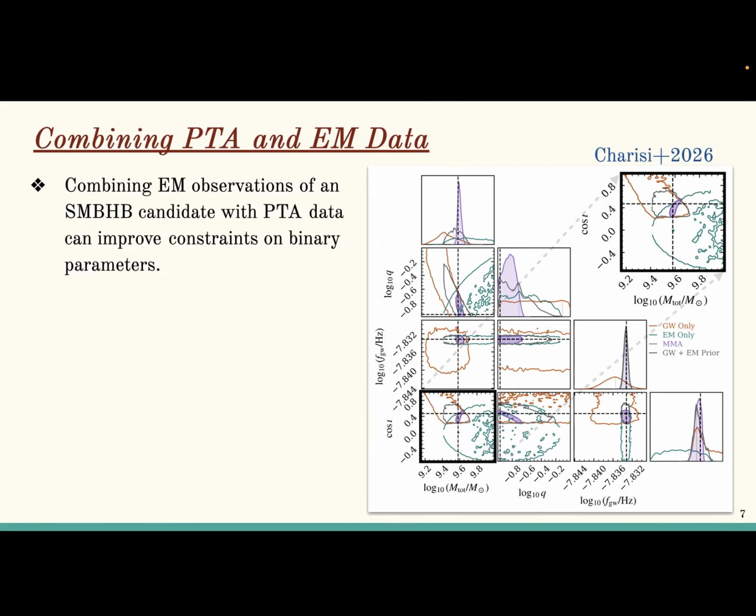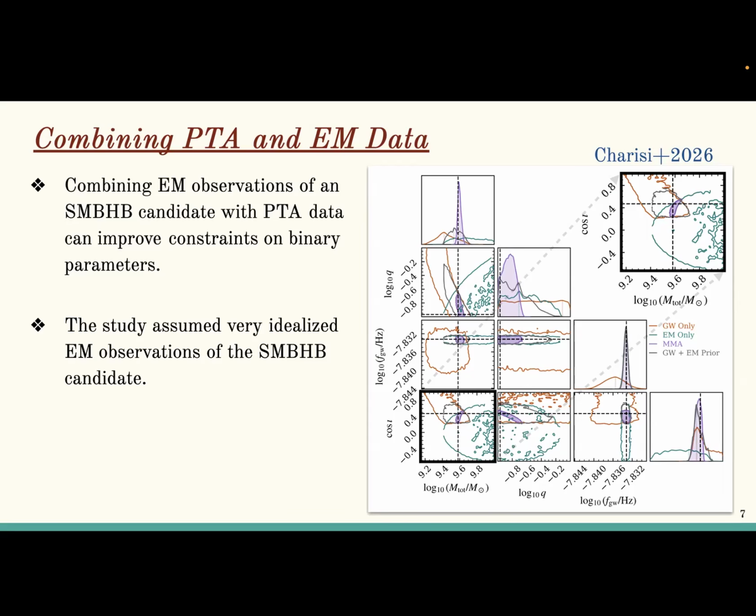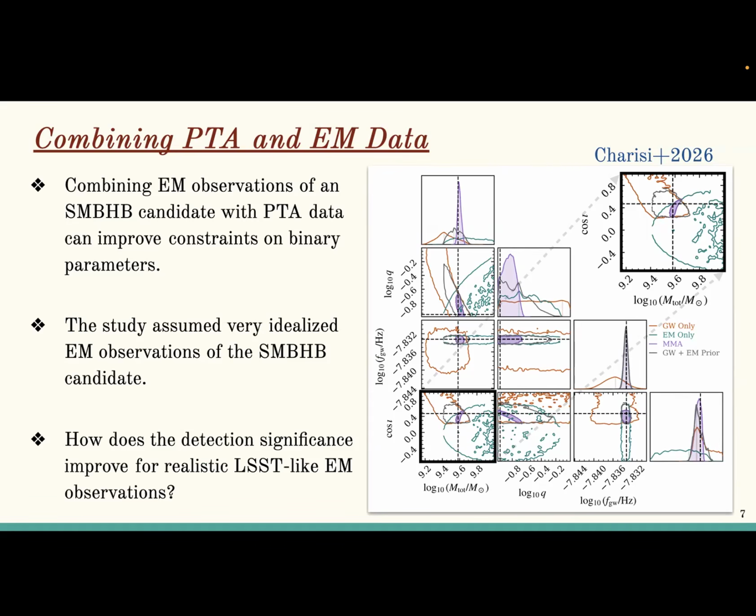When we combine EM and PK data, we get much better constraint on the binary parameters. But this study assumed very idealized EM observations, like no intrinsic AGN variability, uniform cadence, no seasonal gaps. Although this explored how the parameter space will be better, it didn't explore how it will improve the detection significance. And that is the question we're trying to answer: how does the detection significance and parameter estimation improve for very realistic LSST-like EM observations of AGN?